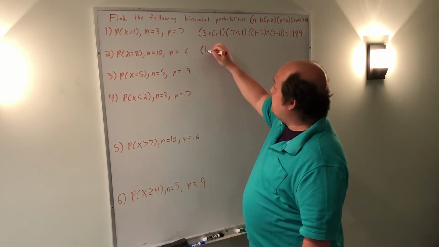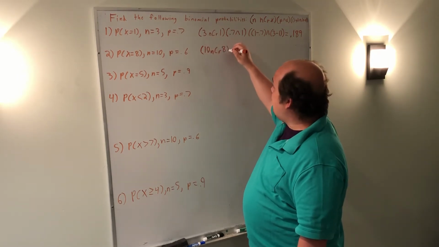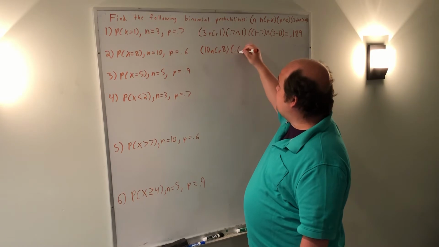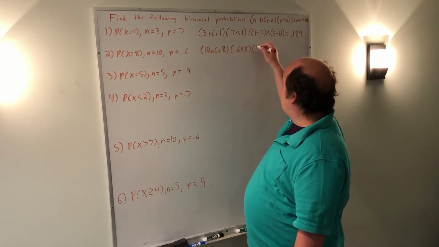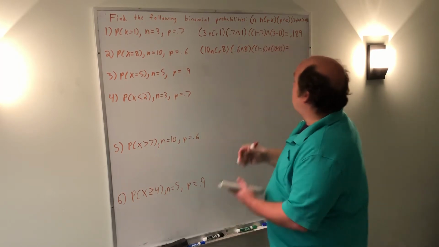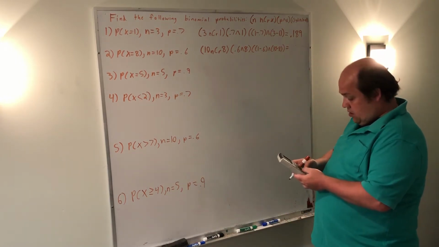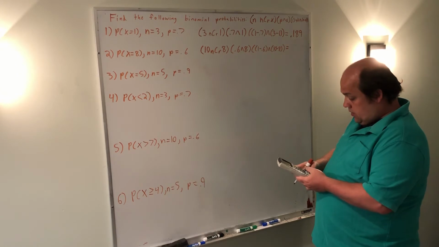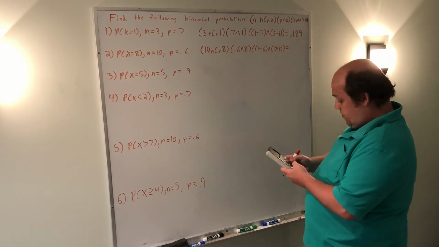I look for N, it's 10. I'm going to press the NCR key. Then X is 8. The probability of success is 0.6. I'm going to take that to the power of 8. Then I'm going to do 1 minus that 0.6 to the power of 10 minus 8. If I put that all into my calculator correctly, parentheses 10, NCR 8, parentheses, 0.6 to the power of 8.